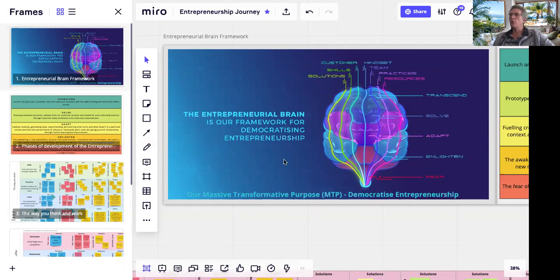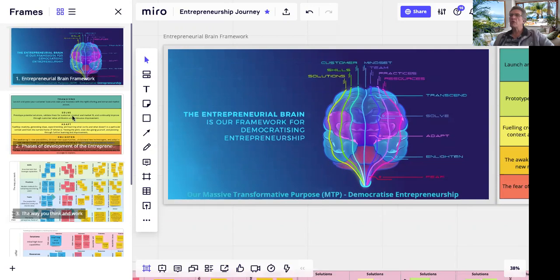So the entrepreneurial brain is our framework for democratizing entrepreneurship, and our massive transformative purpose is to democratize entrepreneurship because it's really difficult to be an effective entrepreneur. And we believe that we can only achieve this through a community of practice that works together to explore the concept of building out what it takes to democratize entrepreneurship and to evolve the entrepreneurial brain.